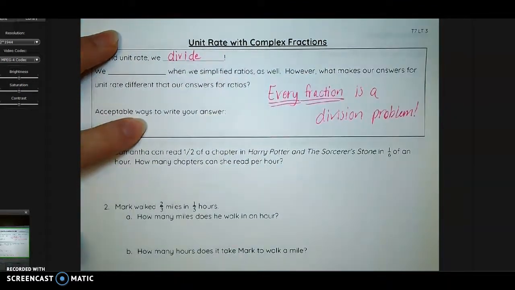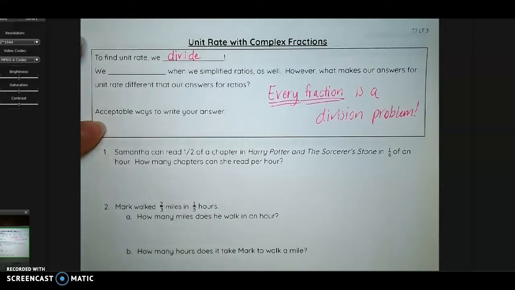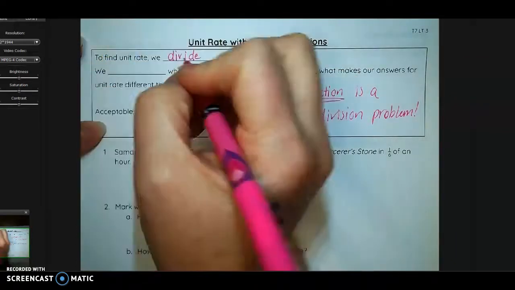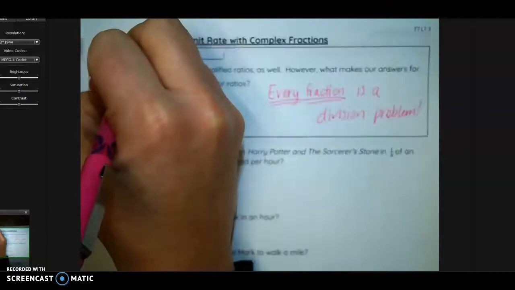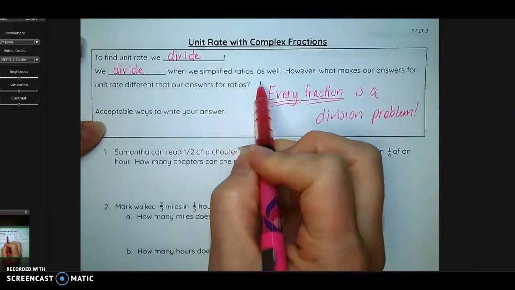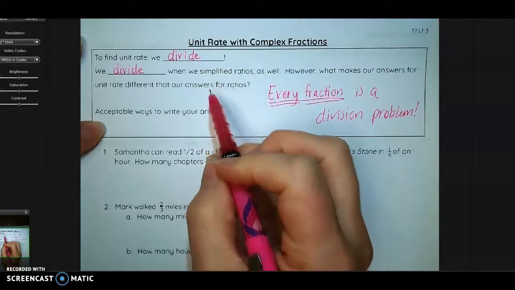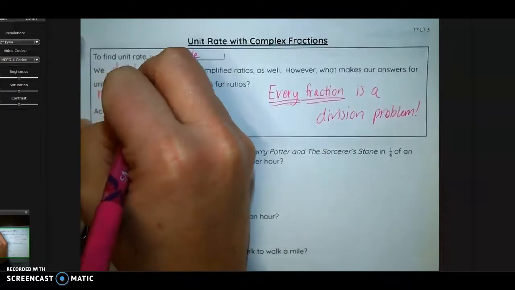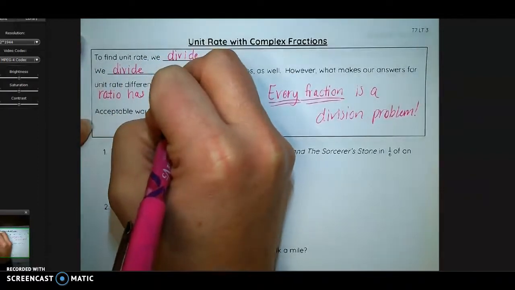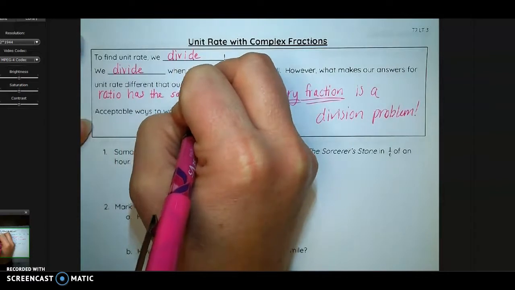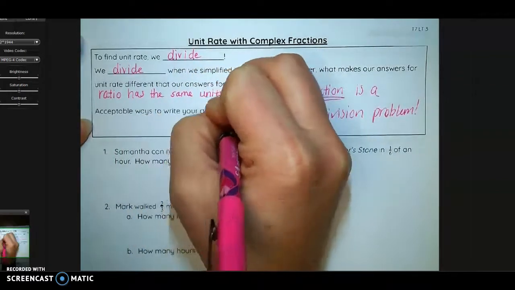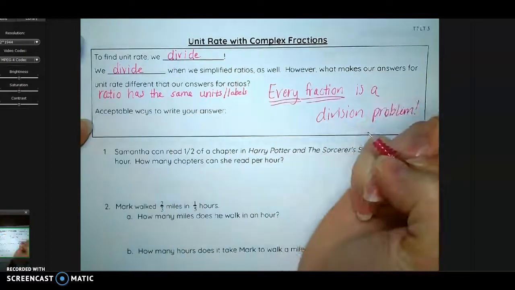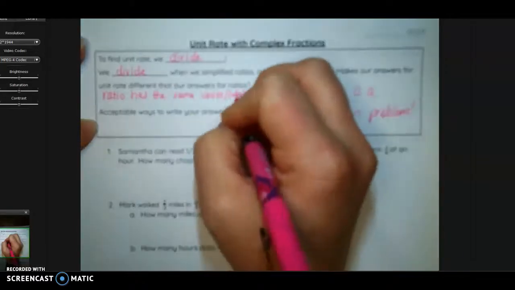divide, and we divide when we simplify ratios as well. However, it makes our answers for unit rate different than our answers for ratios. What makes those different is that a ratio has the same units. You could think of those as labels. So they would have the same labels if you're thinking about a word problem, and then those labels cancel out.